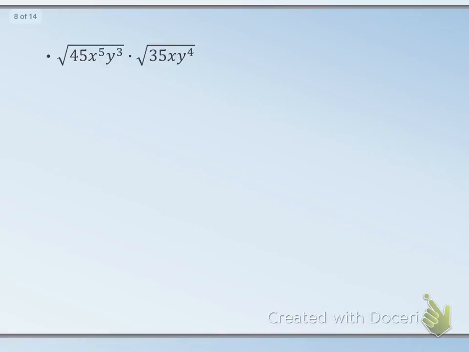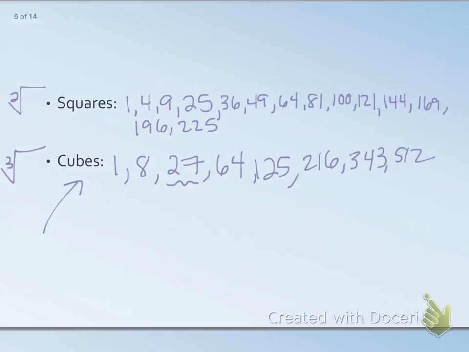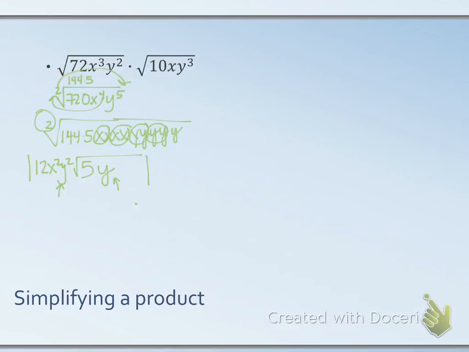Okay, my next one, we're going to go ahead and multiply, so 45 times 35, I get 1,575. X to the 5th times x is x to the 6th. Y cubed times y to the 4th is y to the 7th. So the square root of 1,575 does not go pretty, so I go back. When I look at my squares again, because we're square rooting, which one of these can I divide out of 1,575? So you take 1,575 divided by 225, divided by 196, and see if any of those are pretty, and it is actually 225.